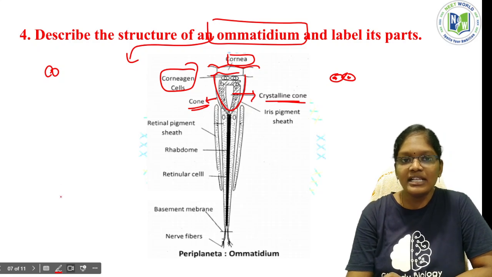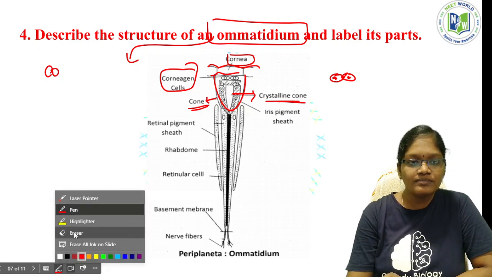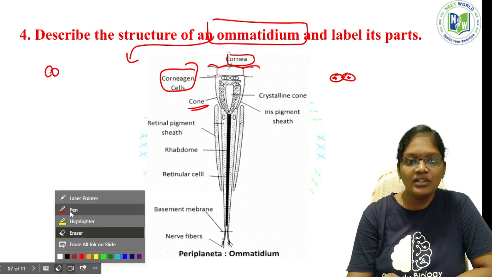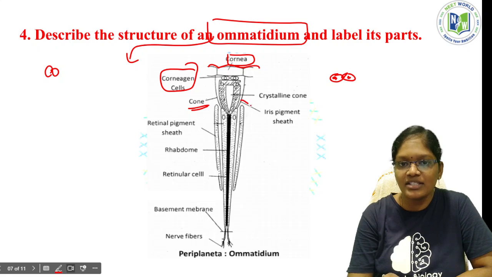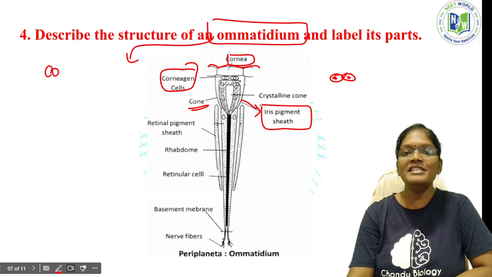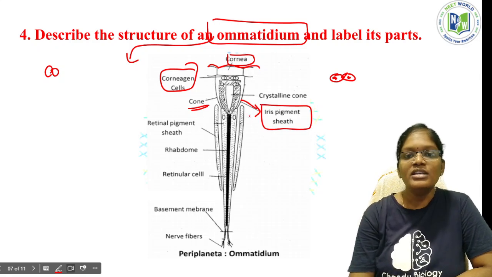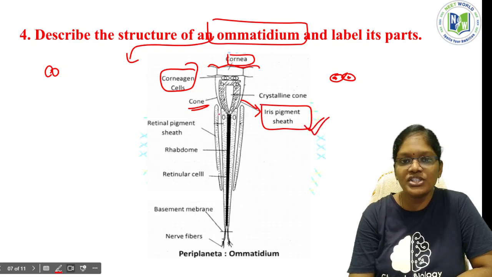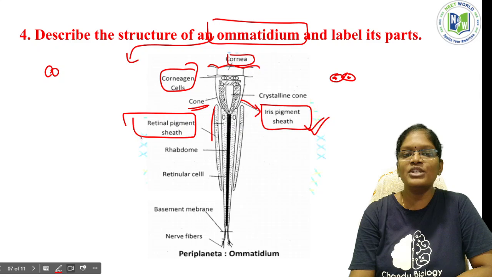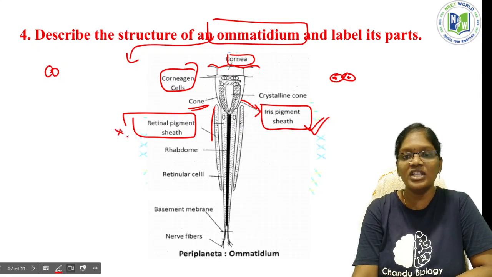So this is a cone-like structure, and in it we can see the pigments, the iris pigment sheath. This is called the iris pigment sheath, and this is called the retinal pigment sheath. The pigment is very important. Only then can they differentiate the colors.